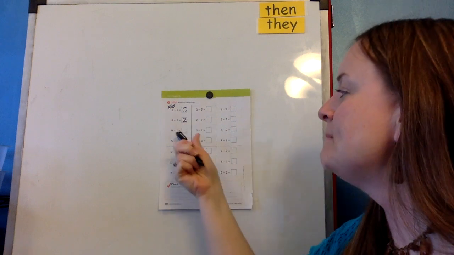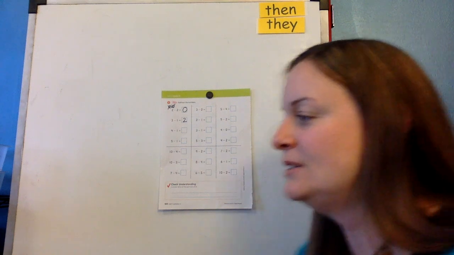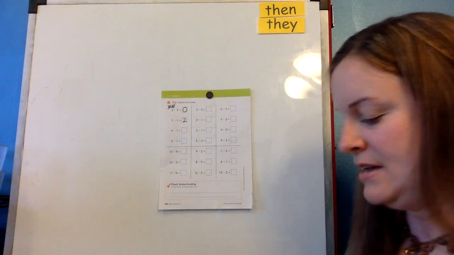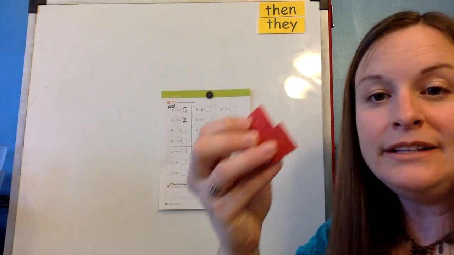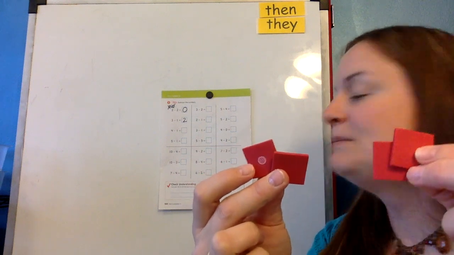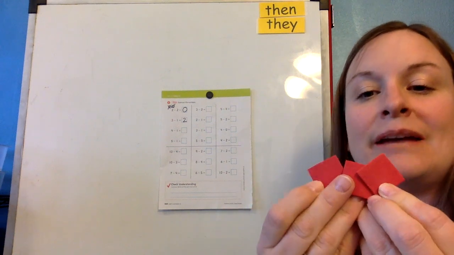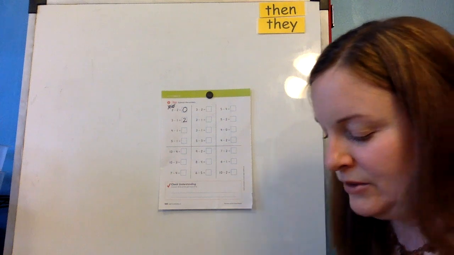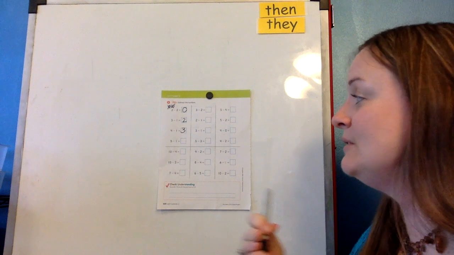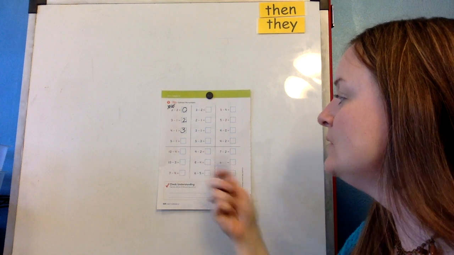Now, this next one, if you want to grab objects, like I have right here, some of our red dots. So I could grab 4 of them. And then the problem tells me how many to put back. It tells me to put 1 back. So then I'm left with 3. So you could do that. Now, I do want you to finish this whole page, but let's go over the bottom part.